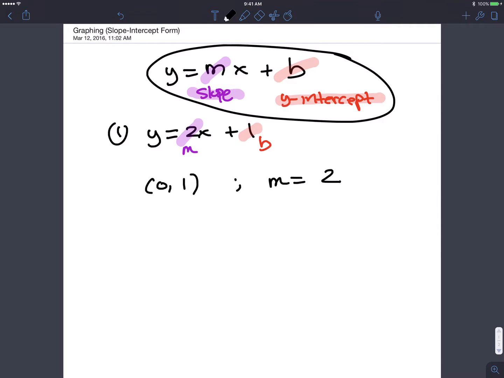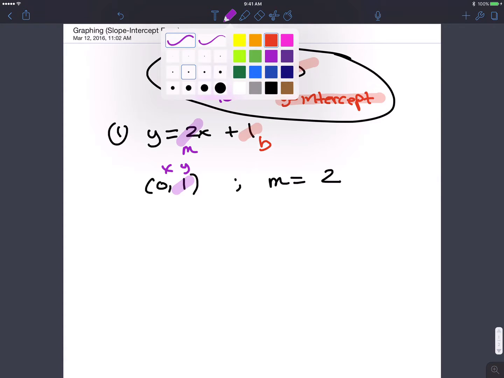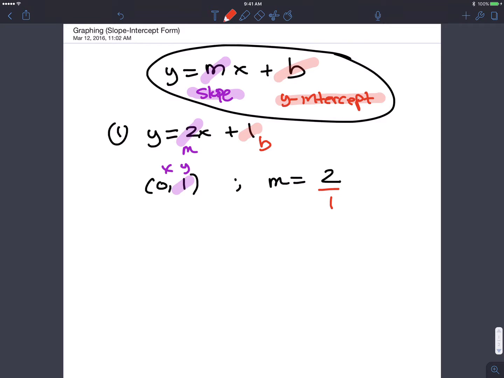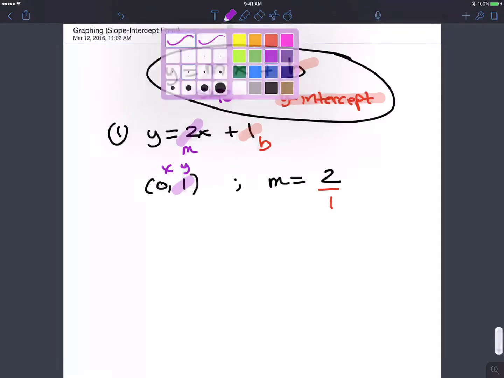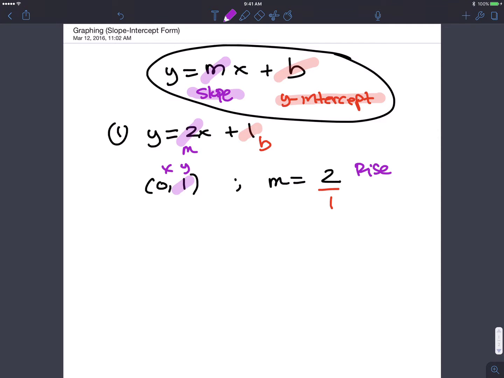Plot your y-intercept because you have the x-coordinate and the y-coordinate. You start at 1 on the y-axis, that's your y-intercept value, and then you use the slope of positive 2, but we need a rise over a run. So we divide by 1 since we have a whole number. So we have a rise of 2 and a run of 1. All the homework you did in the past, you're going to do again in some ways, but this time they're giving you an equation in slope-intercept form. So let's try this out.